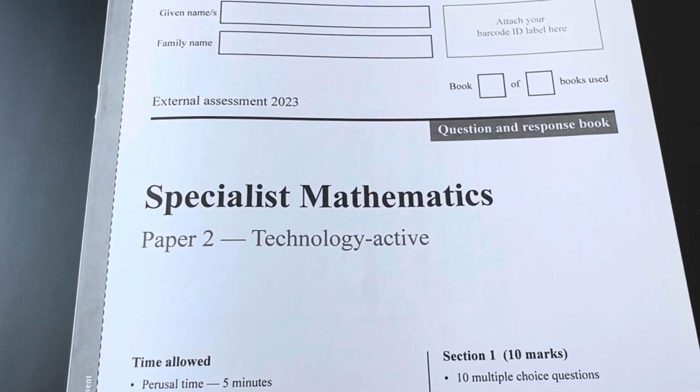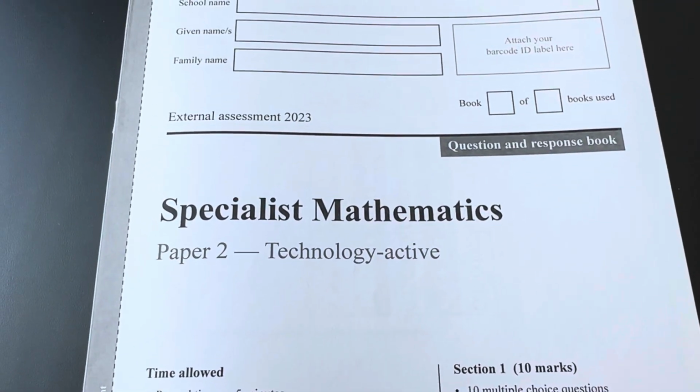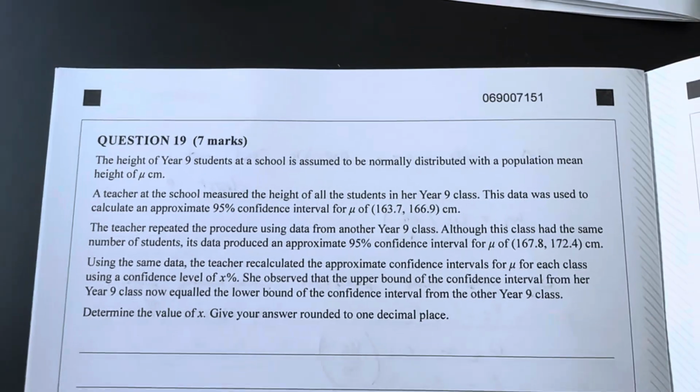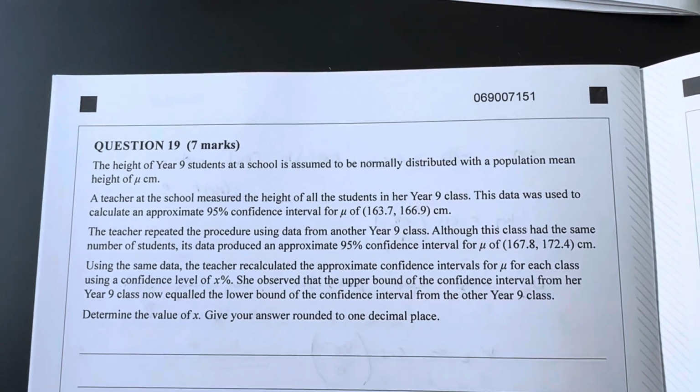Okay, Specialist Maths Paper 2 Tech Active from 2023. We're on to the last question, question 19. Sorry, question 19 is a stats question.